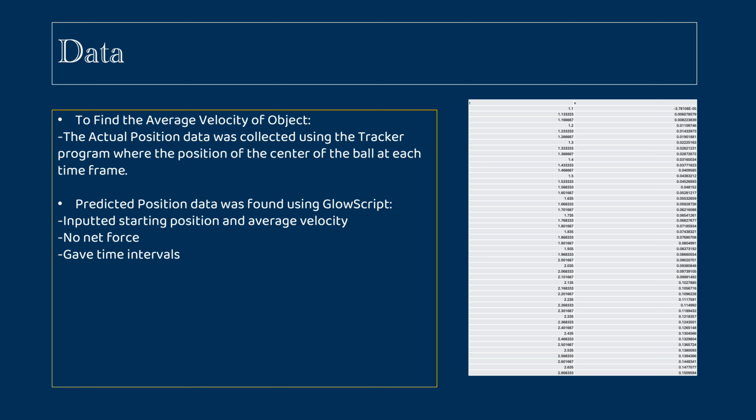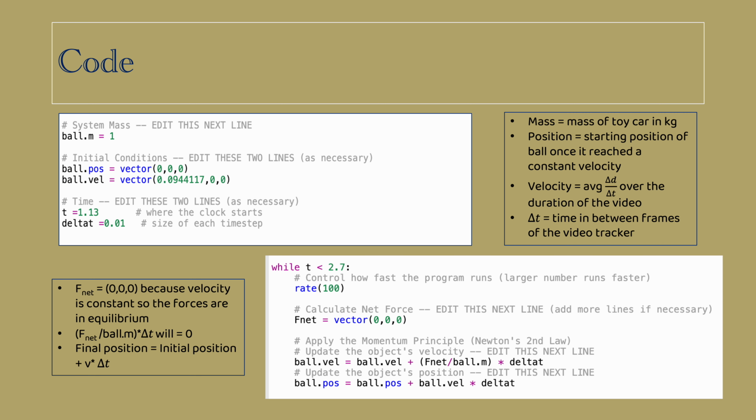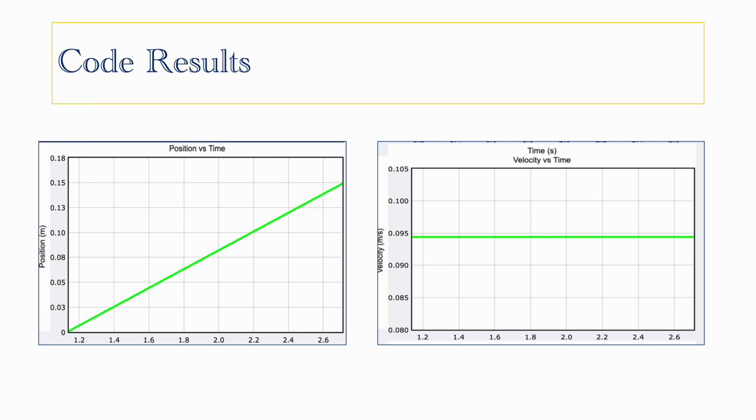So here are the data. So to find the average velocity of the object, the actual position data was collected using the tracker program, and the predicted position data was using the GlowScript code. So I inputted starting position and average velocity, no net force, and gave time intervals. As you can see, here's the code. So, you change the mass, position, velocity, change in time, net force, which is 0, and final position. As we can see here, the code results show that it is a positive slope and a constant velocity.